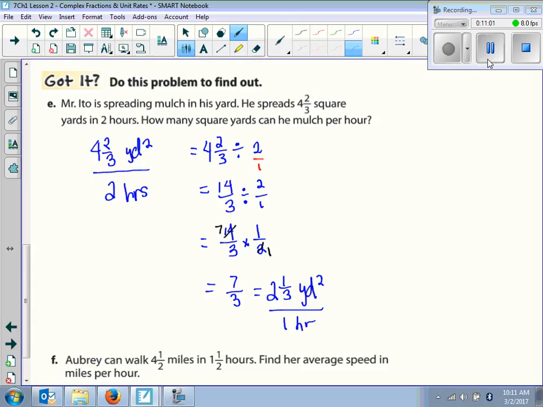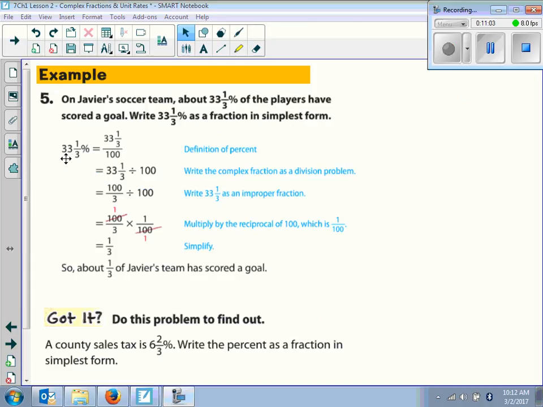Very good. Example 5 says, on Javier's soccer team, about 33 and 1/3% of the players have scored a goal. Write 33 and 1/3% as a fraction in simplest form. Okay? Now, if I did 1/3, if I wrote that as a decimal, of course, that would be a repeating decimal, right? So, here, what we're doing is we're writing it as a fraction. So 33 and 1/3%, percent is always over 100.